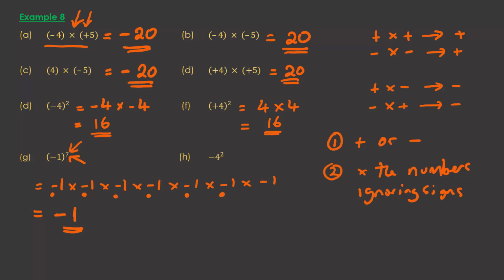Common mistake there is that students write down -7. But remember, you're doing 1 times 1 times 1 times 1 times 1 times 1 times 1, and it doesn't matter how many times you multiply 1 by itself, it's still 1.